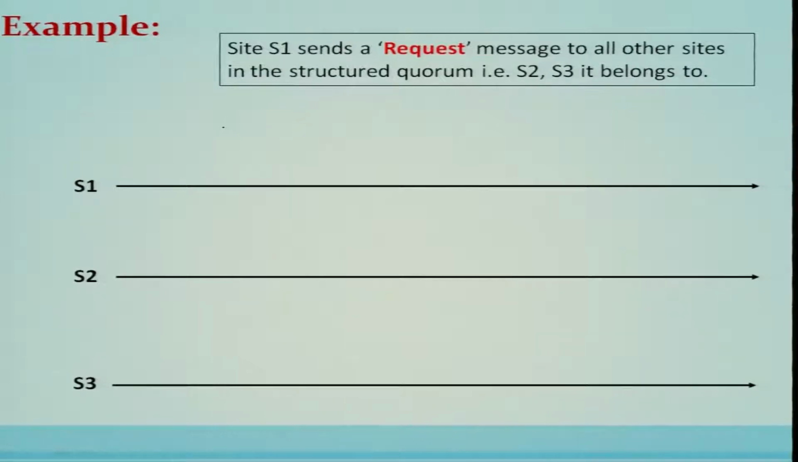Here we can see that there are 3 different sites S1, S2 and S3. We assume that S2 and S3 are part of the tree quorum of site S1.